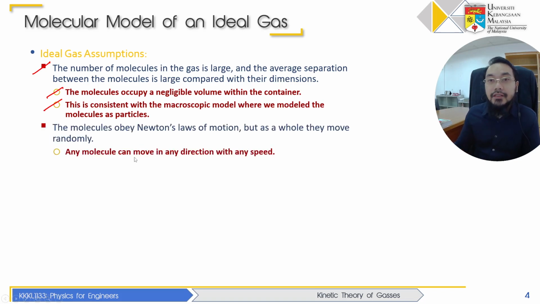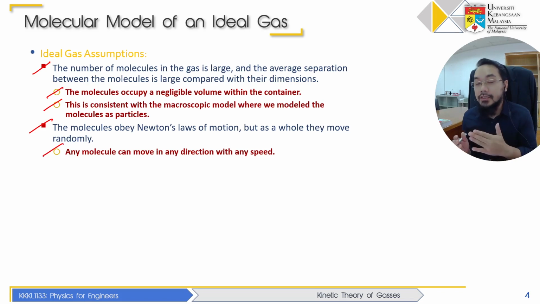Now, the second assumption is that molecules obey Newton's laws of motion, but as a whole, they move randomly. Each individual atom or molecule moves according to Newton's laws of motion. But as a whole, if we combine all the atoms and molecules inside our container, they move randomly. So it's up to them where they want to move. But what we know is that the way they move is in accordance with Newton's laws of motion. That means any molecule can move in any direction with any speed, so there's no limitation to the vector of the motion.